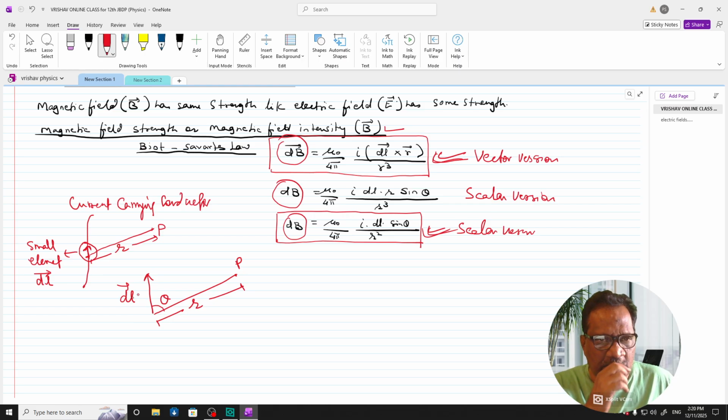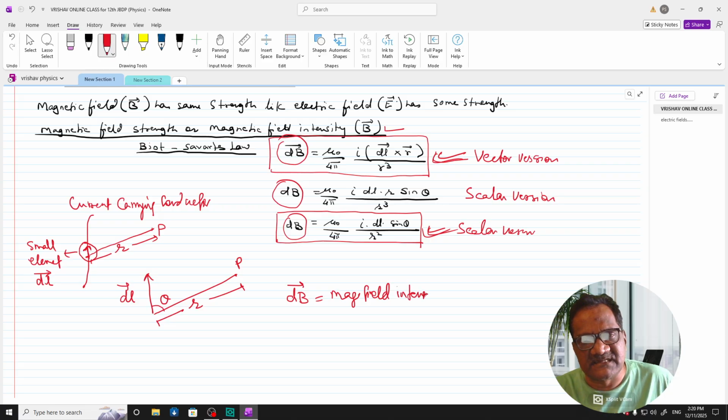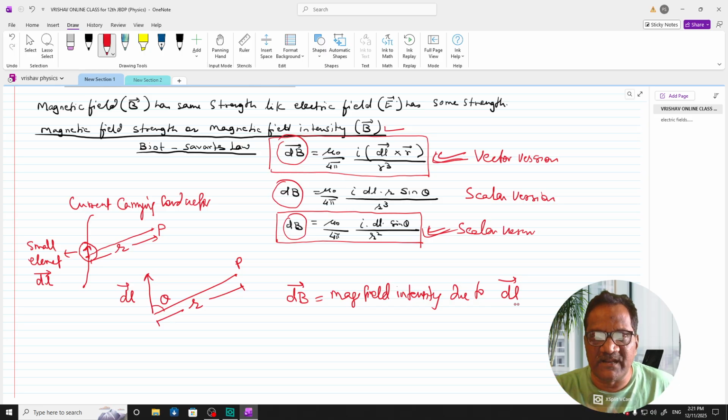So this vector dB is nothing but the magnetic field intensity due to a small element dl. dB is the magnetic field intensity not due to the entire current carrying conductor, it is just due to the small element dl of that particular current carrying conductor. So this dB in the vector form can have this formula.